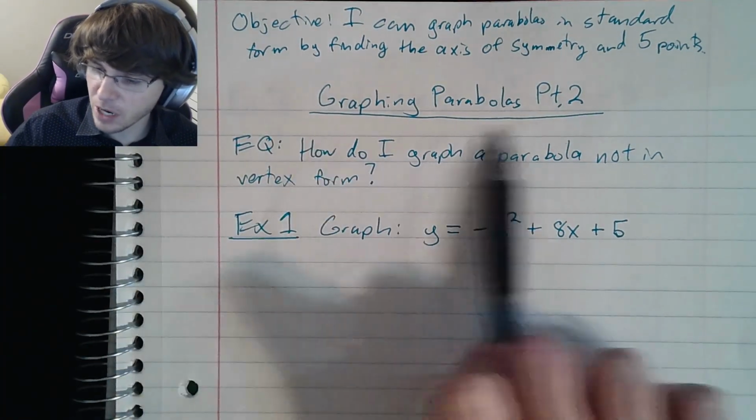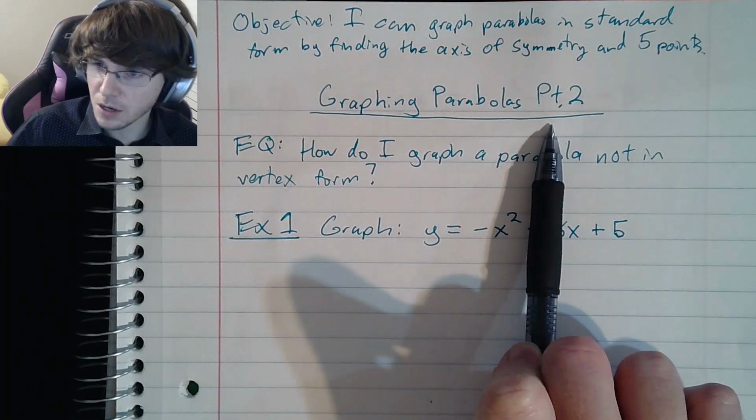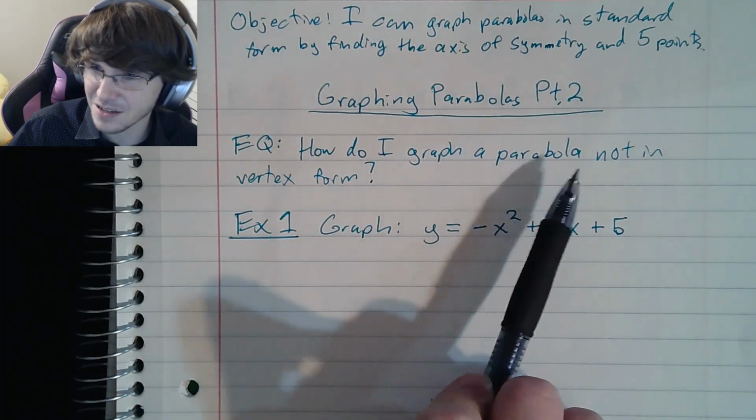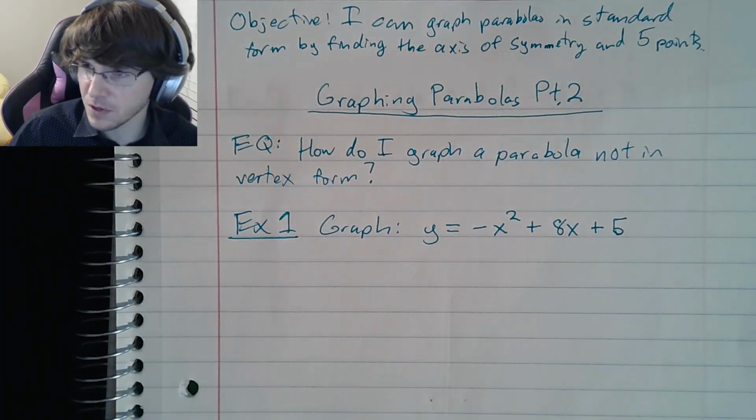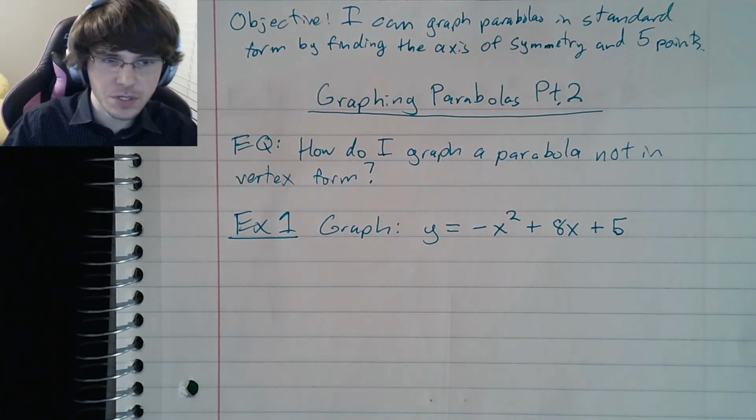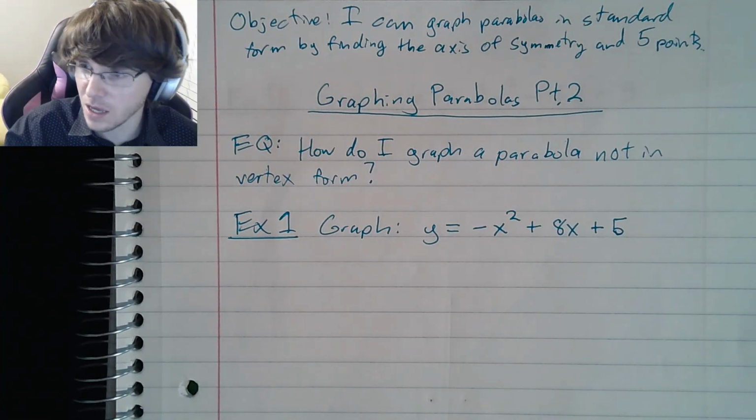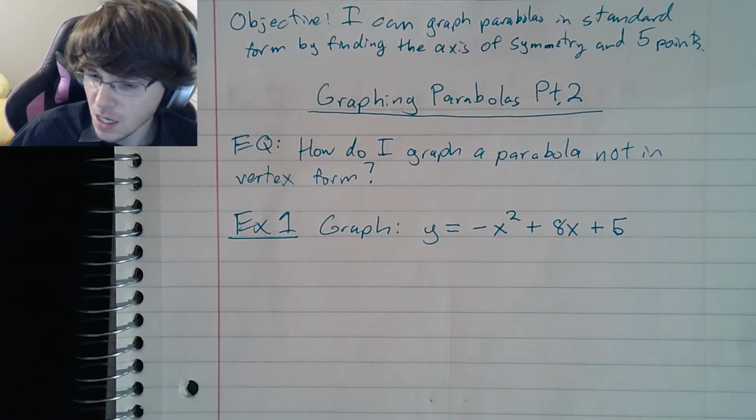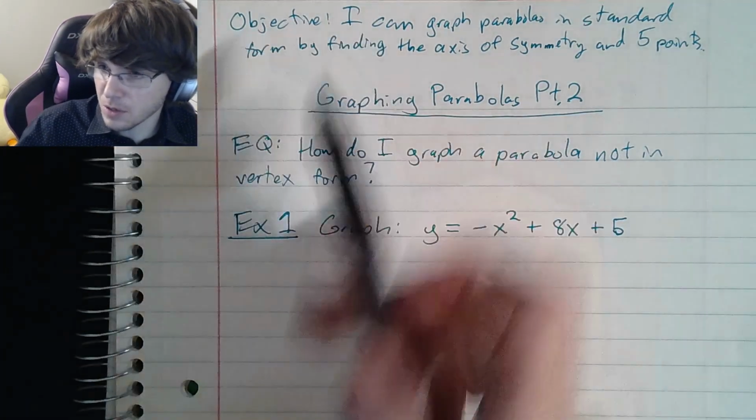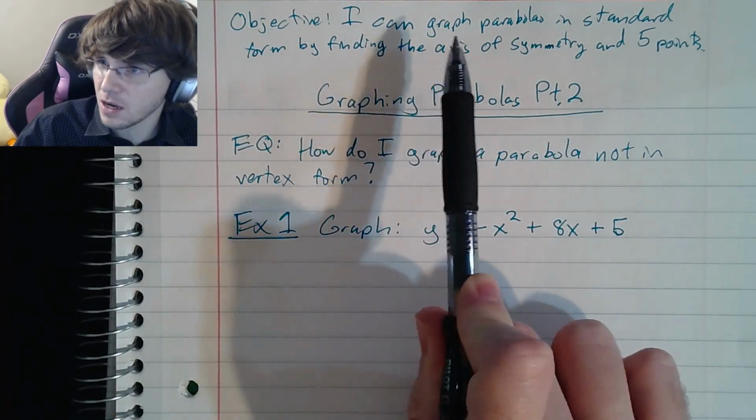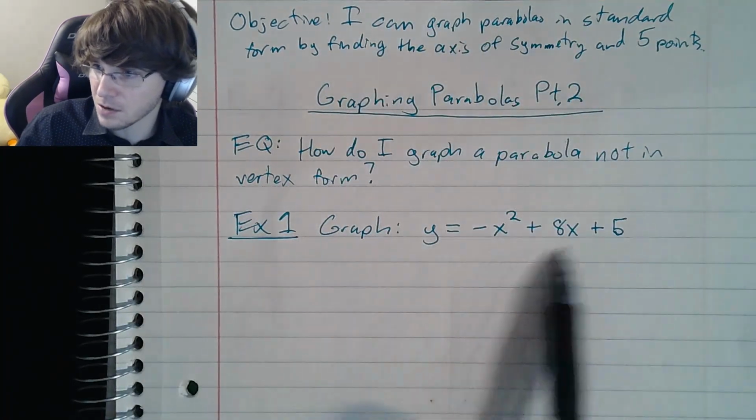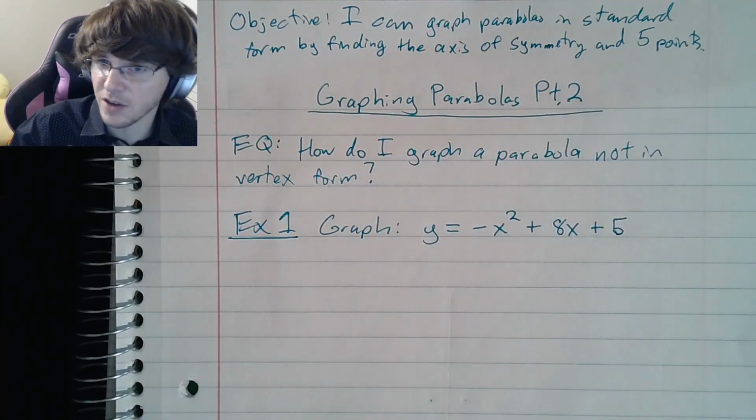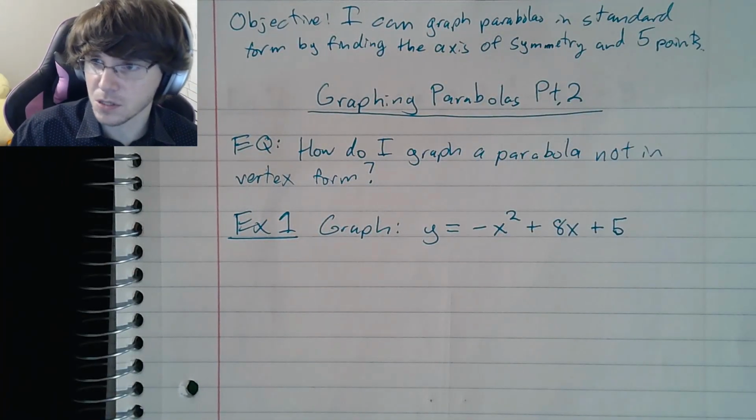This is going to be Graphing Parabolas Part 2. Our essential question says, how do I graph a parabola not in vertex form? Previously we had these parabolas that had the parentheses, the square, we found the h, we found the k, but these aren't in vertex form, so how are we going to do that? And the objective, which I wrote up here slightly differently: I can graph parabolas in standard form, that's actually a reminder word we're going to go over, by finding the axis of symmetry and 5 points. We'll talk about what those 5 points are in just a moment.